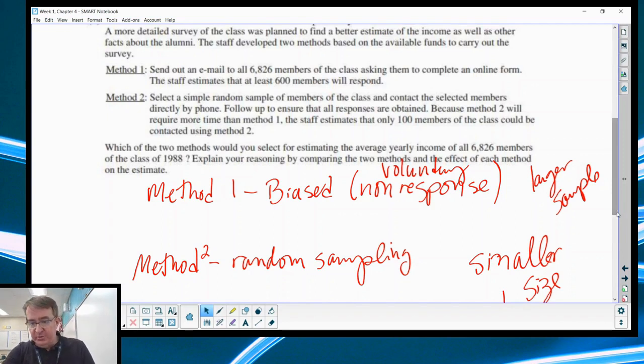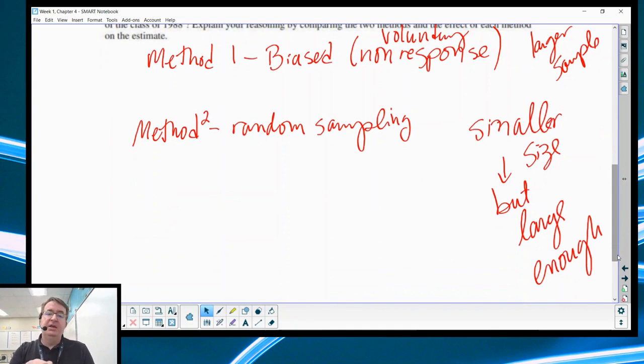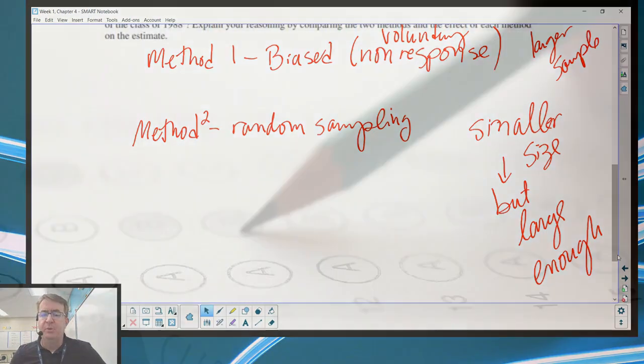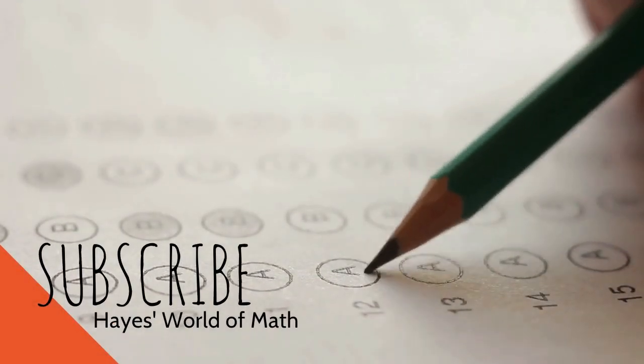The other question, and I think we have an arrow down here that goes in, is whether the smaller sample size is still big enough to take care of a whole bunch of things. 100 people is a good size. I mean, we're still bigger than 30, and you're probably going to get a rather diverse group of people out of the 6,000 plus people in the class. So when you go through and write this, make sure that you mention that method two is better. It gets rid of the bias, and even though it's fewer people, it's still going to be large enough to get a representative sampling of alumni from the class of 1988.